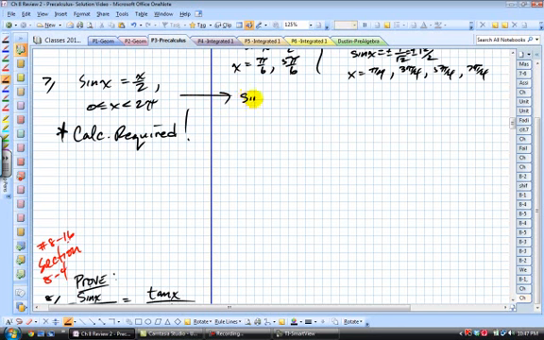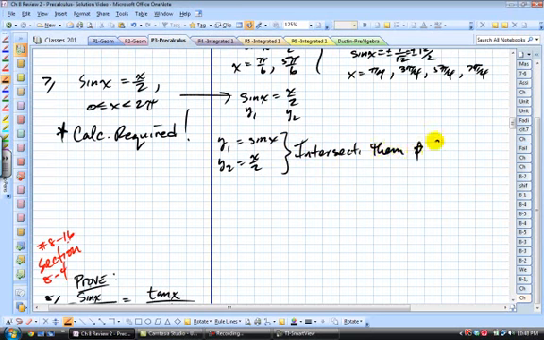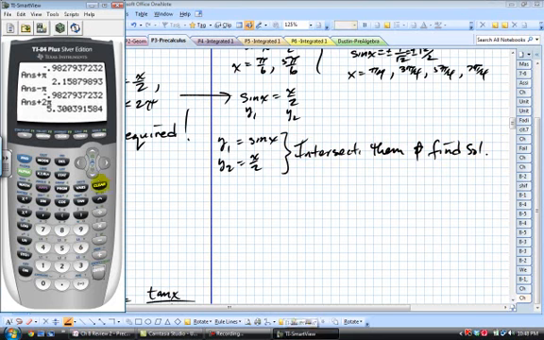Alright, so sin x equals x over 2. Let this one be y1, this one be y2. So y1 equals sin x. y2 equals x divided by 2. We're going to intersect them and find the solution. So let's go ahead and do that.